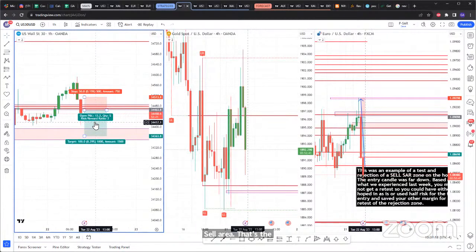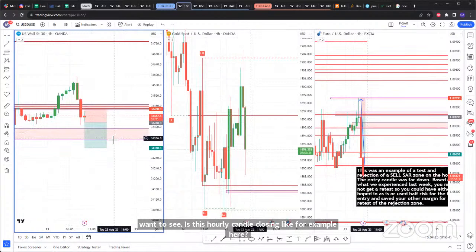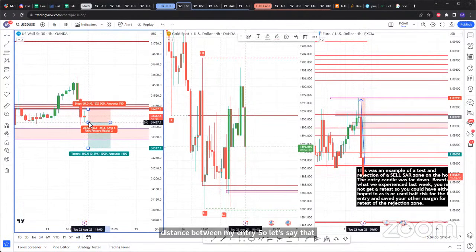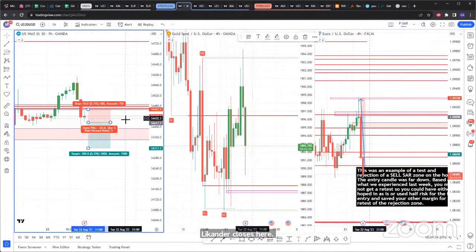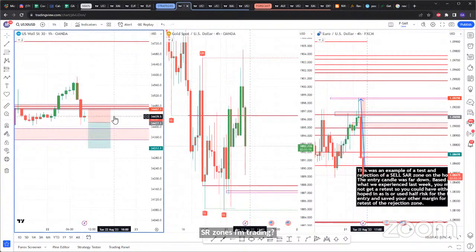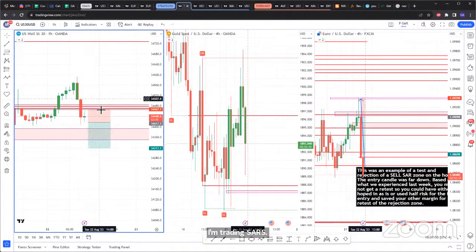What I don't want to see is this hourly candle closing, for example, here, because if it closes here, I'll ask myself, what is the distance between my entry and the SAR zones I'm trading? So let's say the hourly candle closes here, so the entry candle would be here. If I'm doing a 50 pip, which for me is the max for US30 right now based off of how I'm trading SARs, this can bring room for manipulation. I can easily get faked out and US30 drops.